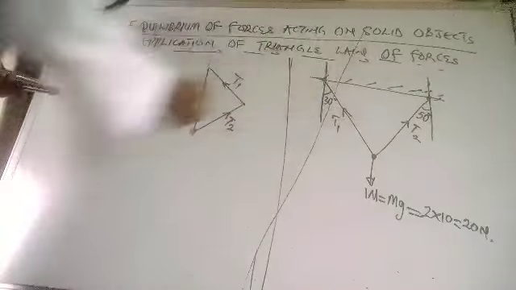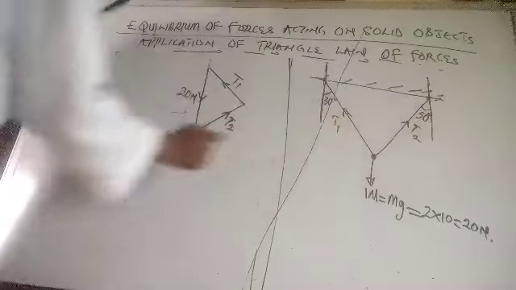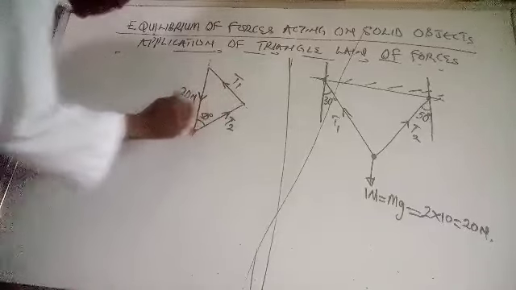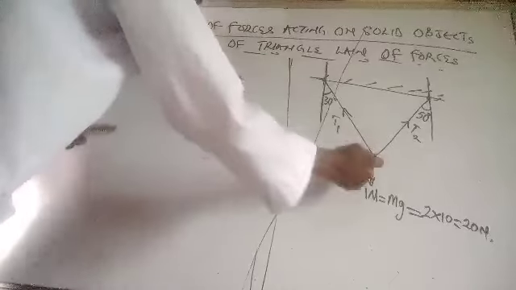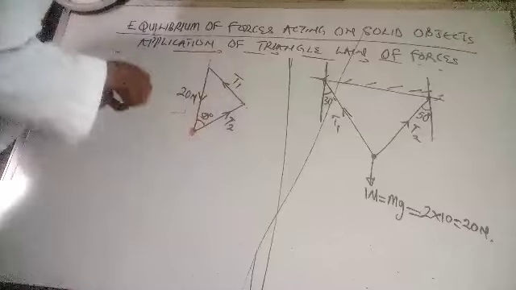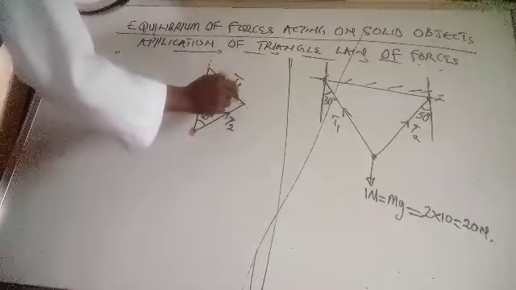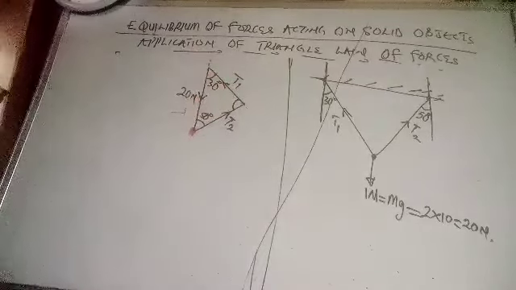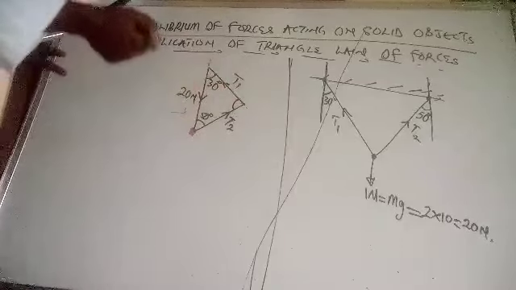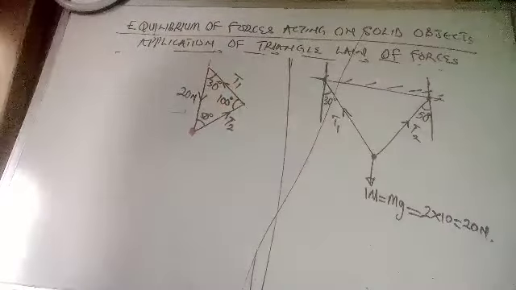Then how do I locate the angles? It's very simple. The angle between T2 and the vertical is 50. This is vertical, this is T2, so this angle will be 50. The angle between T1 and the vertical is 30. This is the vertical, this is T1, so the angle here will be 30. Definitely, to know this angle will not be a problem. The sum of angles in a triangle is 180. 30 plus 50 is 80. 80 out of 180, here will be 100. So this is what we are going to work with now.